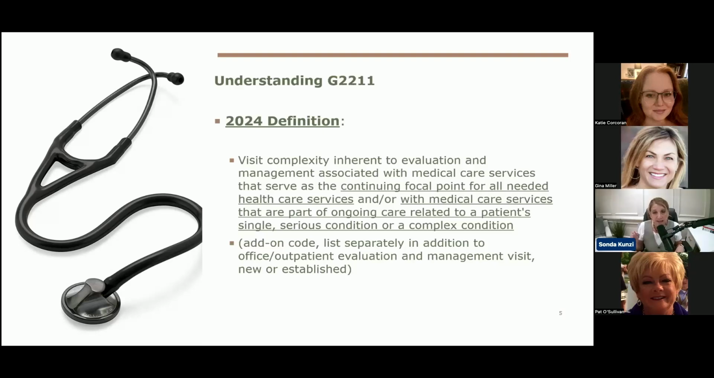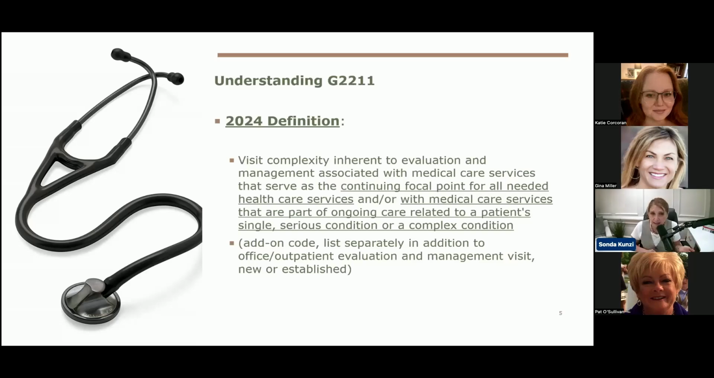And notice in the definition, because I think this is super important: continued focal point of all needed healthcare services and/or medical care services that are part of ongoing care related to a patient's single serious condition or complex condition. So I think it's important that when we see an "and/or" there, it is part of the physician's, nurse practitioner's, PA's, the person doing the evaluation and management's decision on what the word serious means. Now, we're going to break that down. I'm going to give you some ideas. We're going to put guardrails around that today. So just listen in on that.